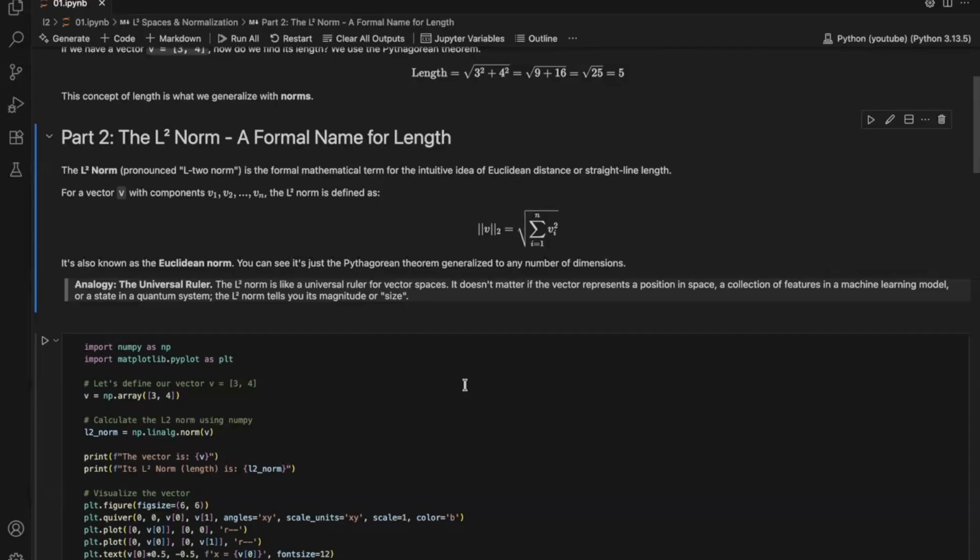So the L2 norm is like a universal ruler for vector spaces. It doesn't matter what the vector represents. The L2 norm tells you its magnitude or the size.